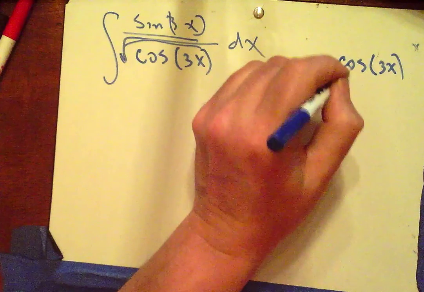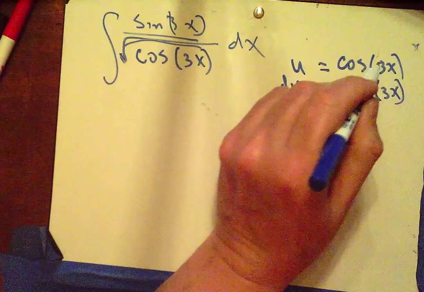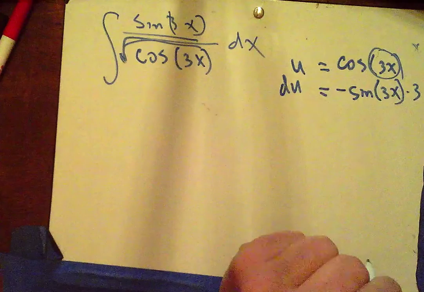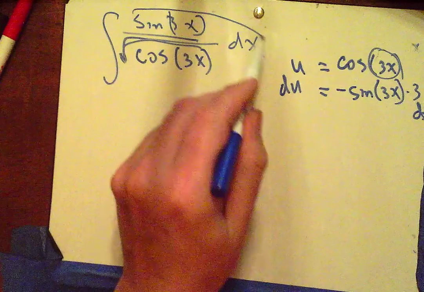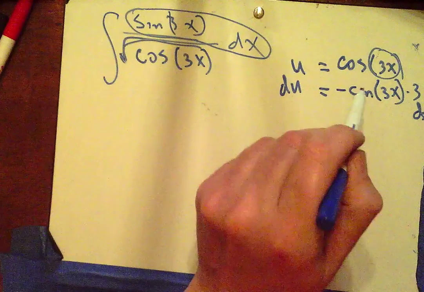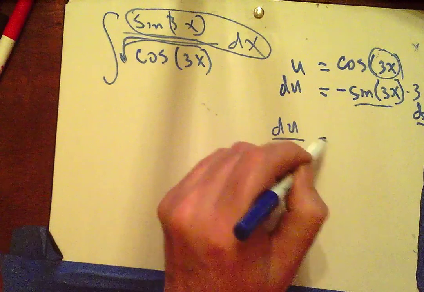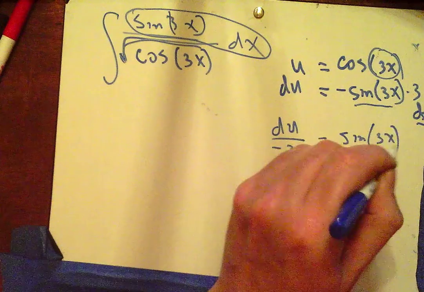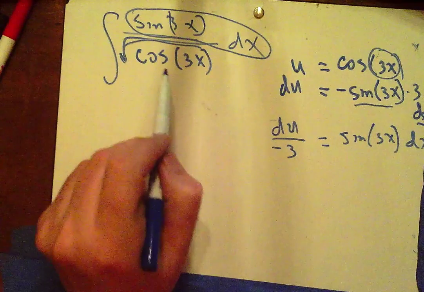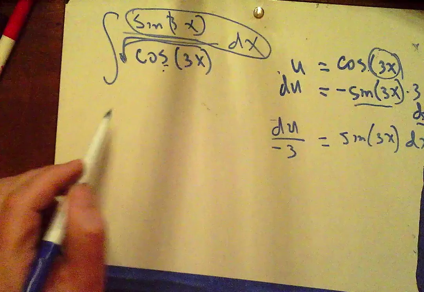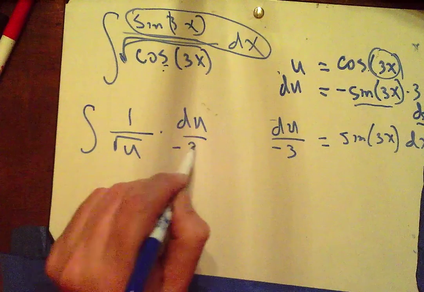Du, well, the derivative of this is going to be negative sine, leave the inside alone, times the derivative of that inside function, negative 3. Hey, don't lose the dx. So I see sine 3x dx here, and there's a sine 3x and a dx there. So I think du divided by negative 3 will be sine 3x dx. And so I can replace all of this stuff up top just with that. And on the bottom, well, that's u. So this could be 1 over square root of u du over negative 3.